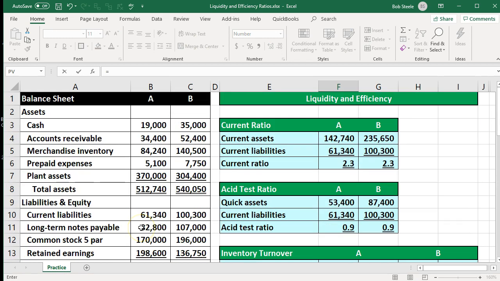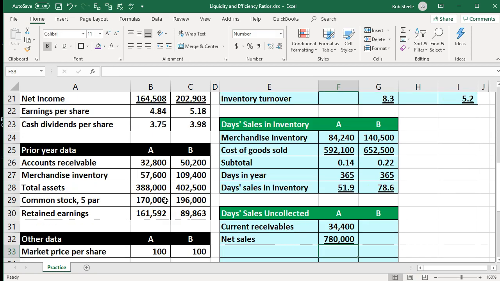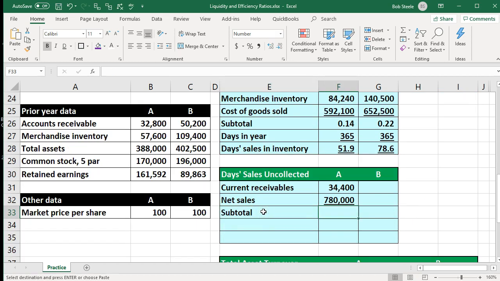And so we're going to scroll back up and say that we want the net sales, and we're just picking up the sales line, the 780,000. Again, not net income. We're not picking up the bottom line. And that's going to be the 780. Then we're going to have the subtotal. So this is going to be equal to the 34,400 divided by the 780. I'm going to call that a subtotal.